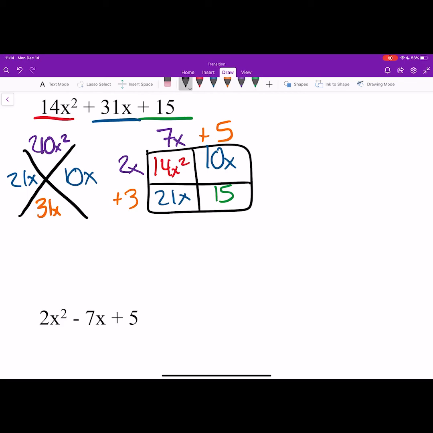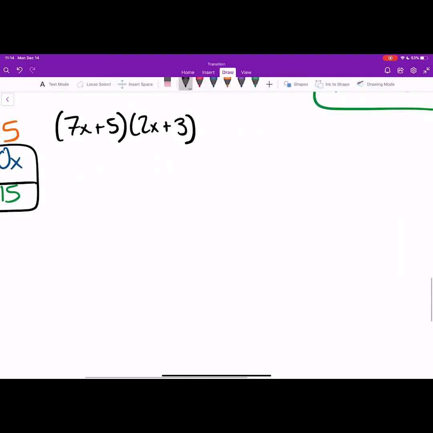Now again, I'm going to write my final answer as the product of two binomials. So two terms multiplied together. 7x plus 5 times the quantity 2x plus 3. In order to solve for the zeros, I'm going to set them equal to 0 and make use of the zero product property, which says I can write two statements. One that says 7x plus 5 equals 0, and one that says 2x plus 3 equals 0, and I can solve them both.